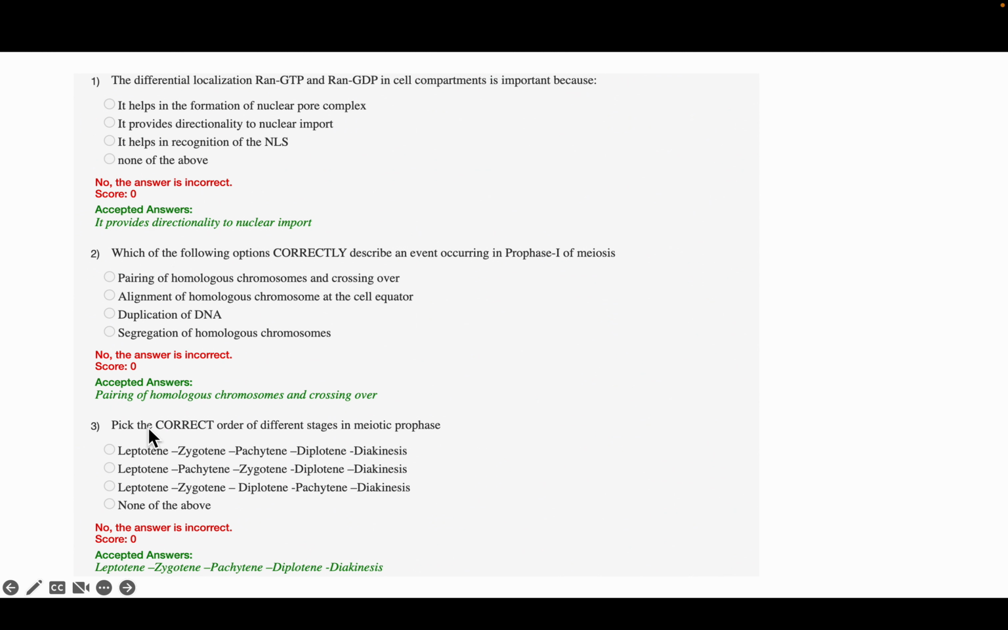The next question is: pick the correct order of different stages in meiotic prophase. Options are leptotene, zygotene, pachytene, diplotene, diakinesis. You have to remember that the stages are subsequently leptotene, zygotene, pachytene, diplotene, and diakinesis. We'll discuss what processes happen in these stages.